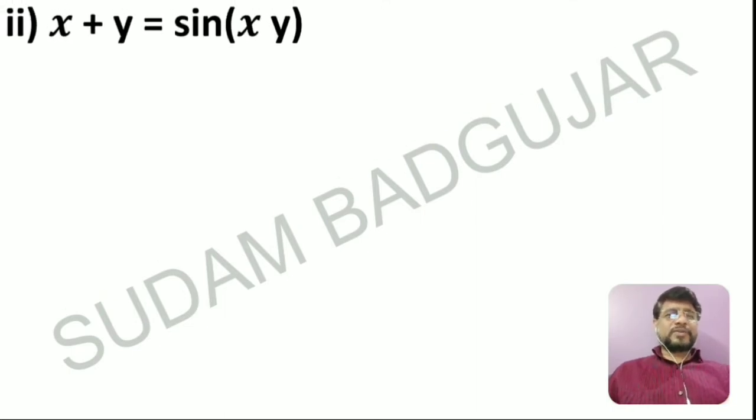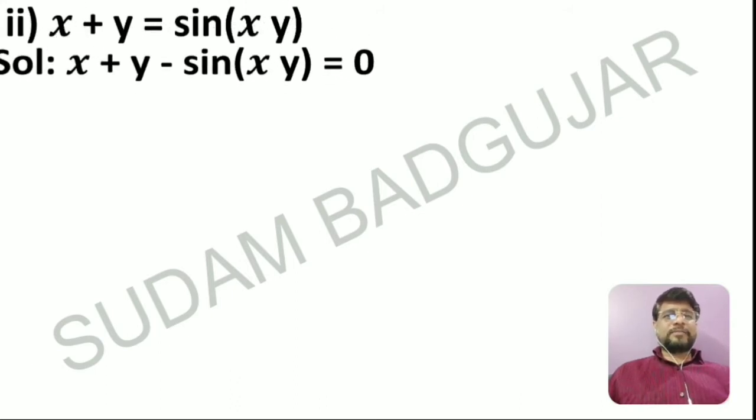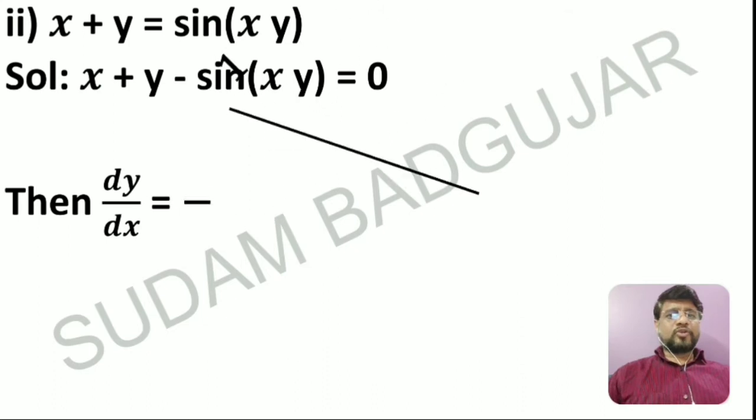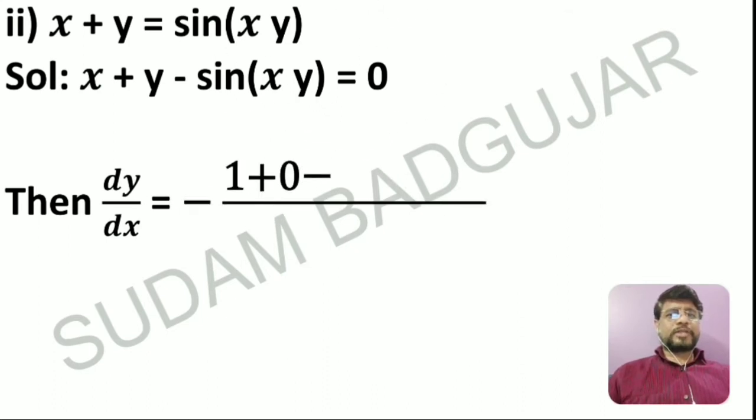Now the next question, number 2: x plus y is equal to sine of xy. Here the RHS contains an xy term, so you have to transfer it to the LHS, and it becomes negative: x plus y minus sine of xy is equal to 0. Then dy/dx is minus, with the numerator: derivative of x is 1, plus derivative of y is 0, minus, what is the derivative of sine?